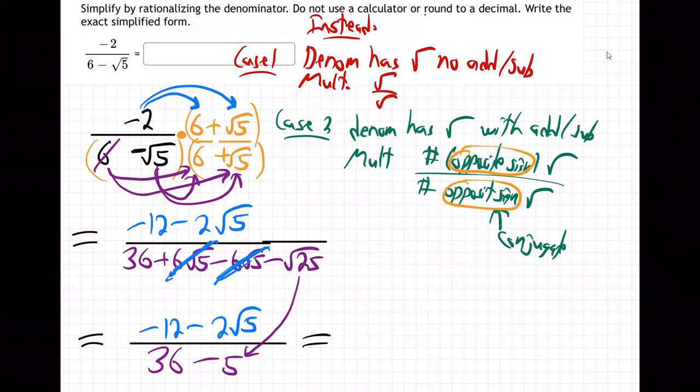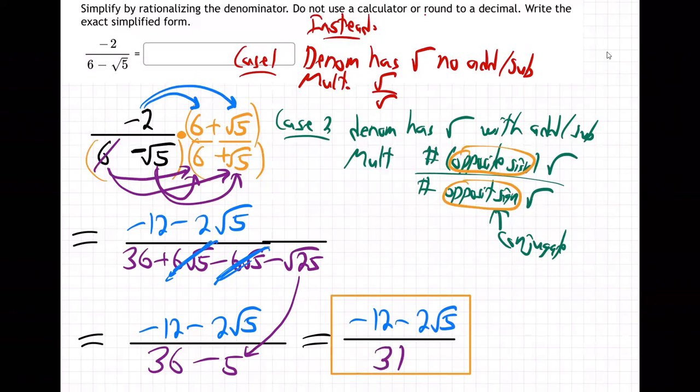And so what does that give us? Now we have on the top, minus 12 minus 2 root 5. On the bottom, 36 minus 5 is 31. And we're done. Put a box around it. What did we accomplish? No more root in the bottom. We got rid of the root from the bottom.